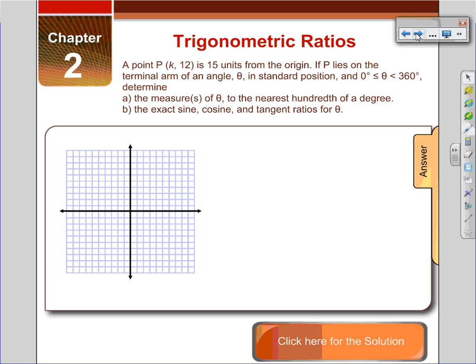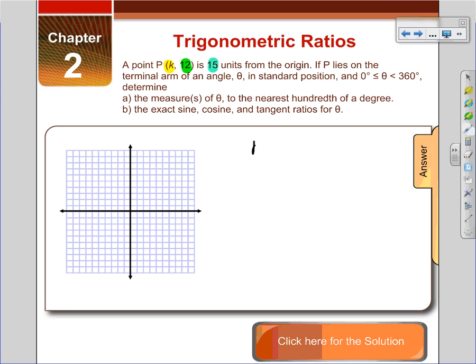Let's do a problem together here. A point is 15 units from the origin, and it has an x value of k, a y value of 12, and an r value of 15. That's how far it is from the origin. We always are going to have to start these questions by finding the values.